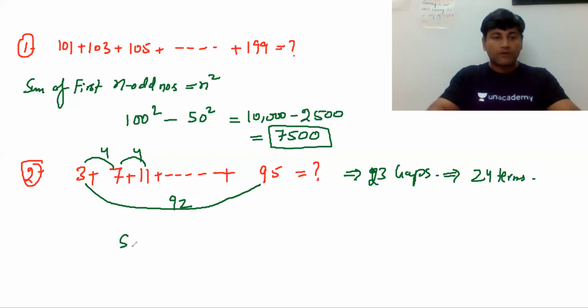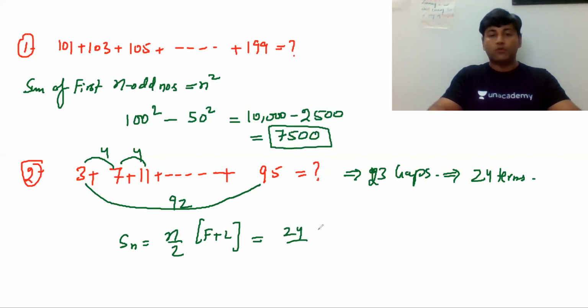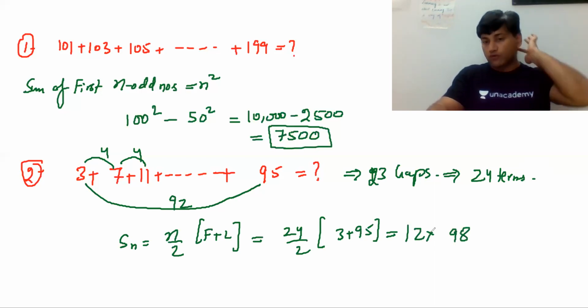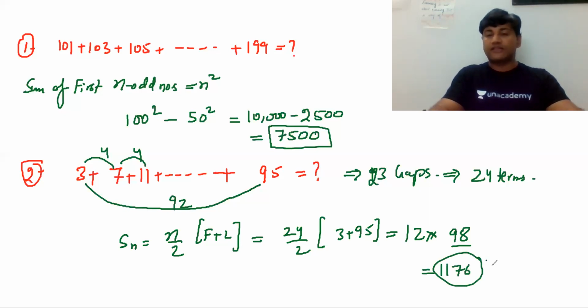Now the formula for sum of n terms will be n by 2 into first term plus last term. So n is number of terms. They are 24, 24 by 2 into first plus last, which is 3 plus 95. So this is simple calculation, 12 into 98. So better do 98 as 100 minus 2. So 1200 minus 24. So 1176 will be the answer. That's all, guys. So we can do this question without even touching our pen, just by this basic concept.